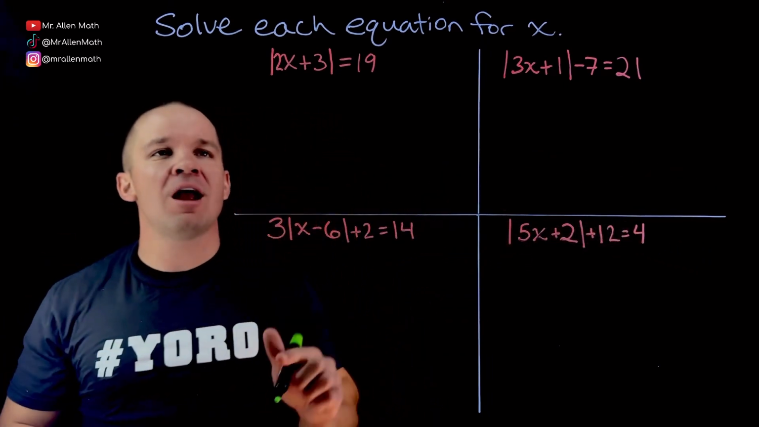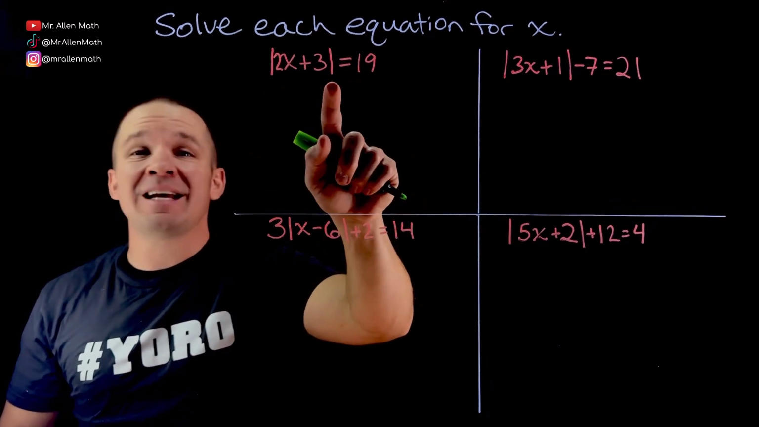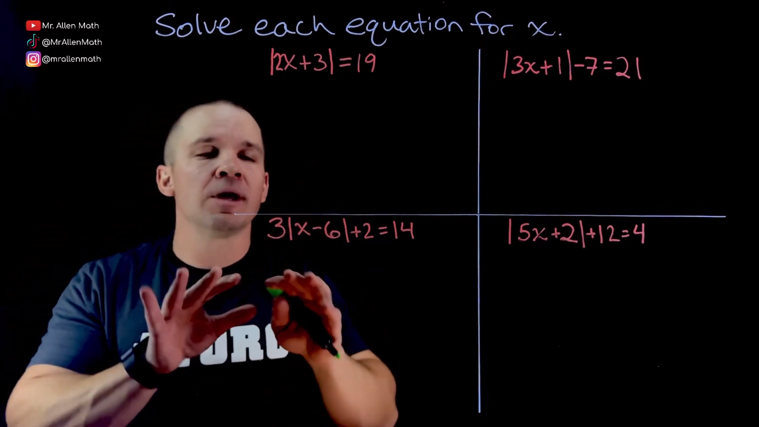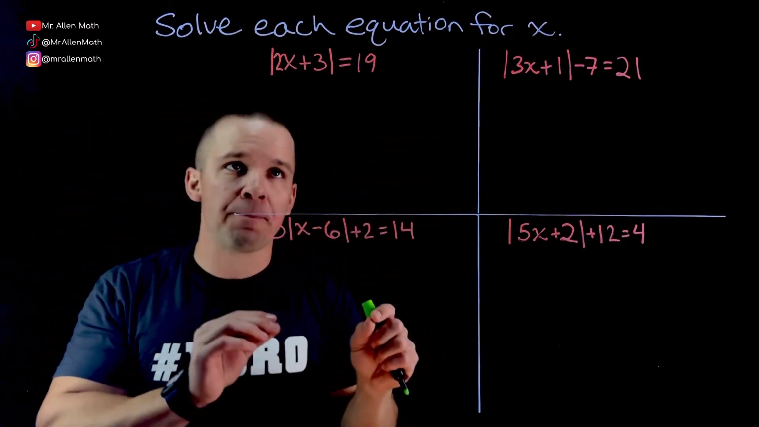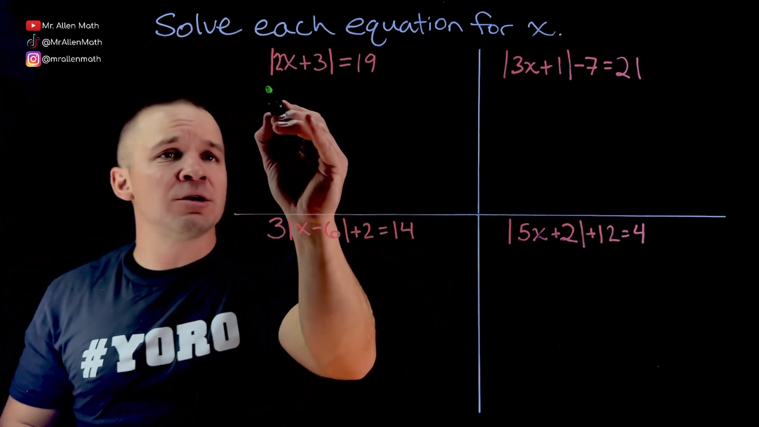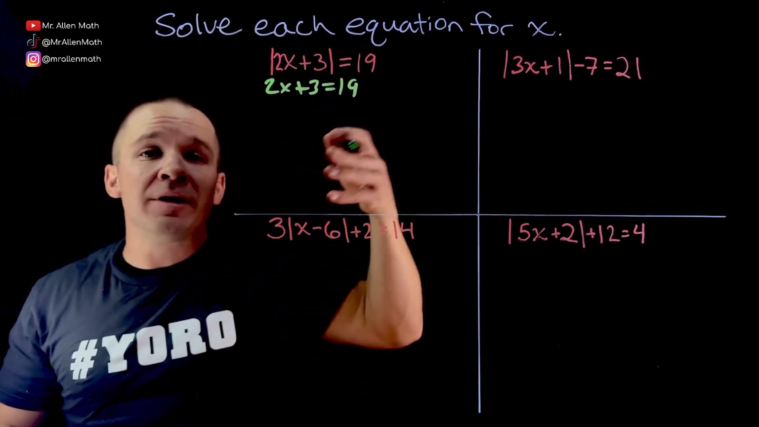So first one here, I've got the absolute value of 2x plus 3 equals 19. Since the absolute value of 2x plus 3 is already isolated, it's on its own, I can split this up into two separate equations and solve for x. It's double the fun here, man. So we've got 2x plus 3 equals 19. That would get this thing to work.